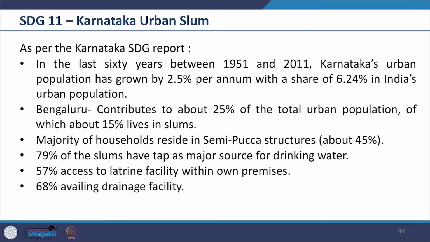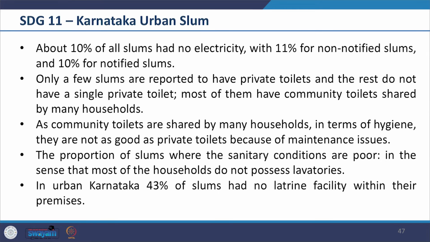The majority of households reside in semi-pakka structures, with 79% of slums having taps as the major source for drinking water, 57% having access to toilet facilities within their own premises and 68% availing drainage facility. In urban Karnataka, about 10% of all slums had no electricity, with 11% for notified slums and 10% for non-notified slums.